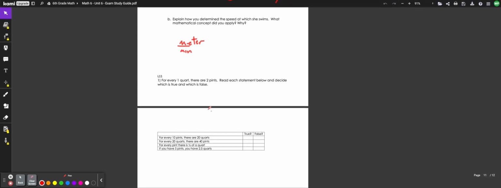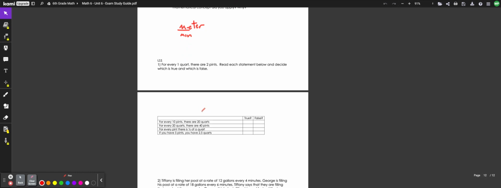Next one. For every 1 quart, there are 2 pints. Read the statements below, which is true, which is false. So 1 quart is equivalent to 2 pints. So to go from 2 to 10 pints, we're multiplying times 5. Therefore, that means that we would need 5 quarts. This is false. 1 quart to 20 quarts is multiplying by 20. 2 times 20 gives us 40 pints, this is true.